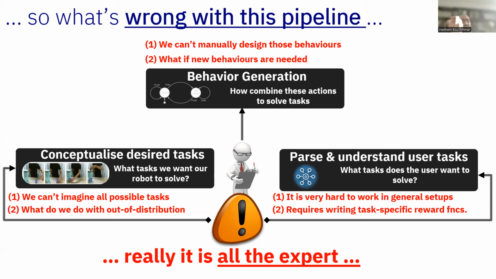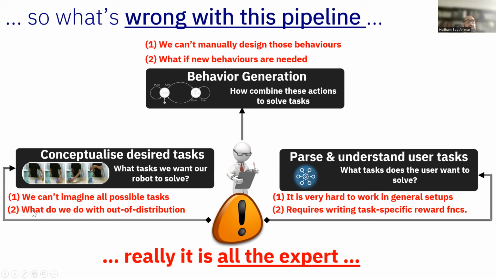Now, why would this be a problem, right? Like, why would having an expert in there be a problem for large scale deployment of robotics? Well, first of all, the expert cannot conceptualize all the desired tasks, right? So we cannot imagine all the possible tasks we would like our robot to solve.